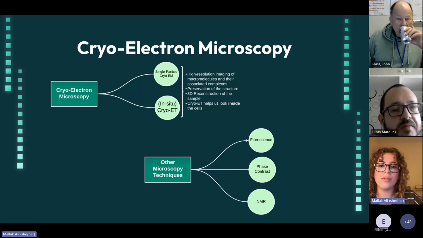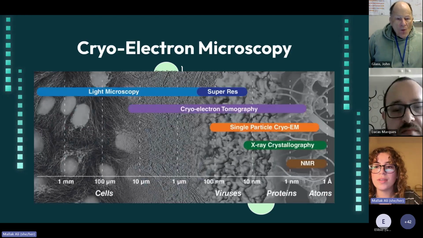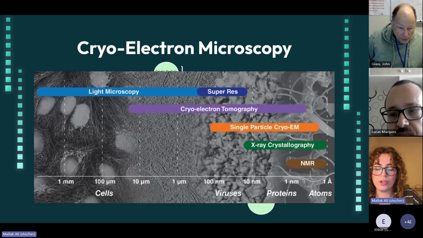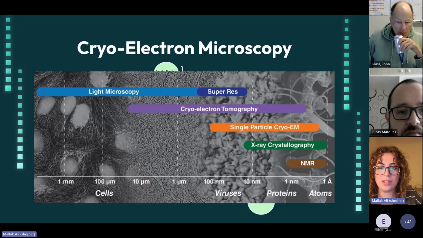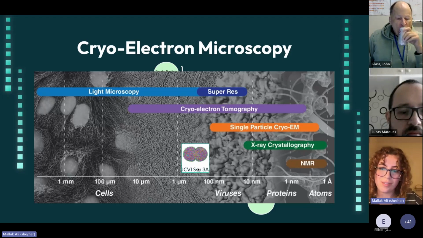So while NMR and X-ray crystallography are capable of reaching 1 angstrom resolution, they don't capture the cellular ultrastructure in its near-native state. So in the context of JCVI-syn3A, it falls well within the range of cryo-ET, which makes it very nice for our purposes.